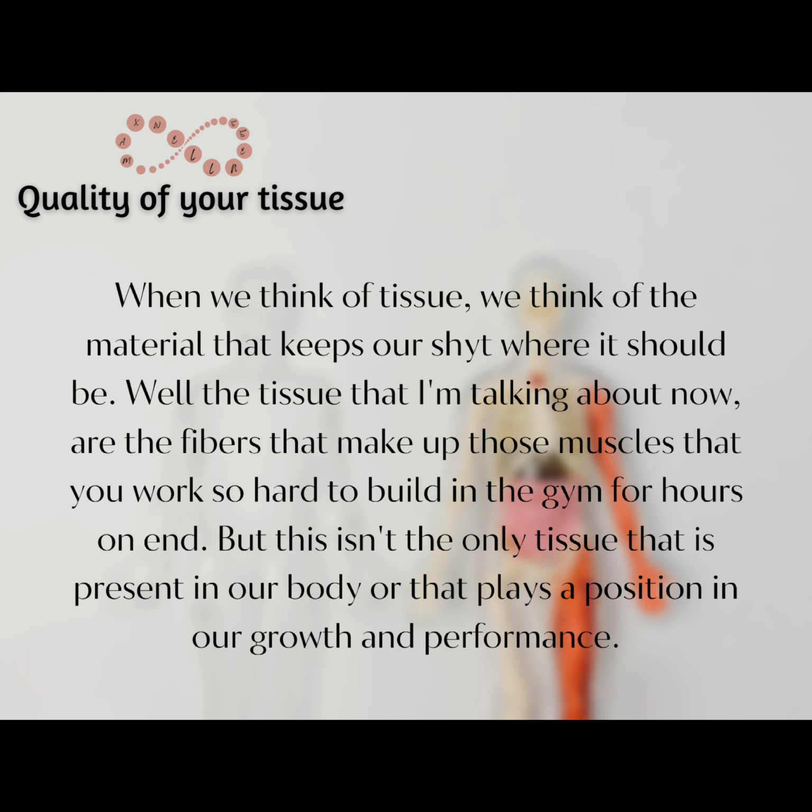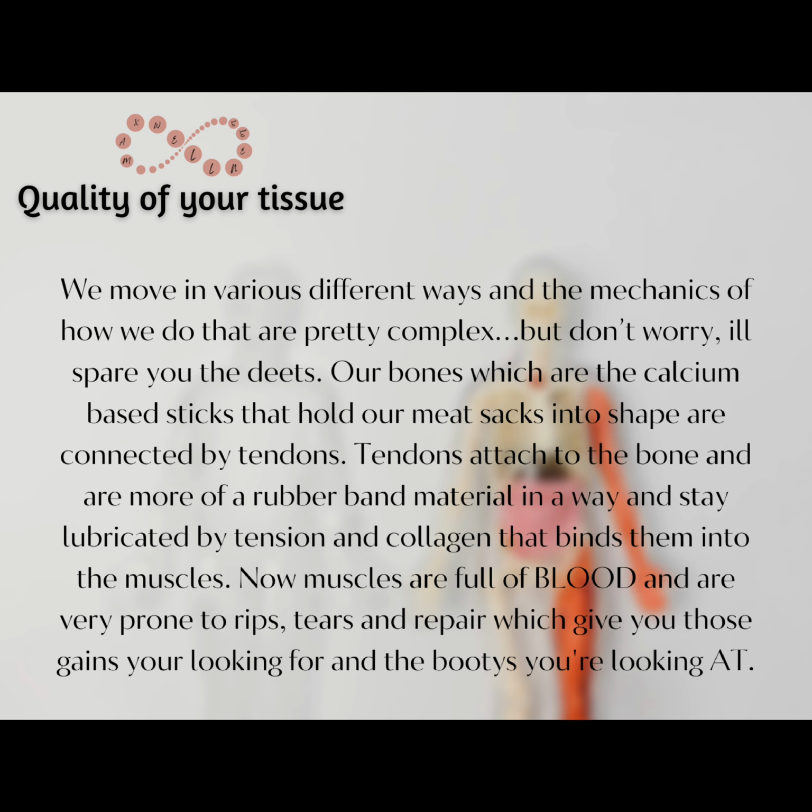But this isn't the only tissue that's present in our body or that plays a position in our growth and performance. We move in various different ways, and the mechanics of how we do that are pretty complex. But don't worry, I'll spare you the deets. Our bones, which are the calcium based sticks that hold our meat sacks into shape, are connected by tendons. Tendons attach to the bone and are more of a rubber band like material in a way, and they stay lubricated by the tension and collagen that binds them into the muscles.